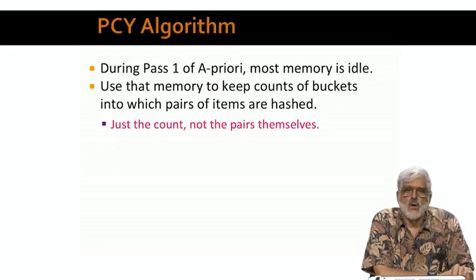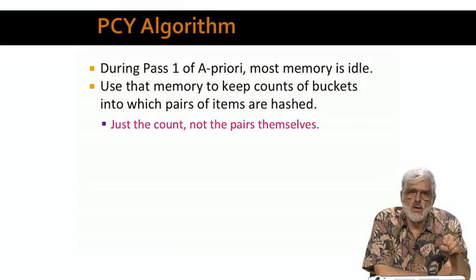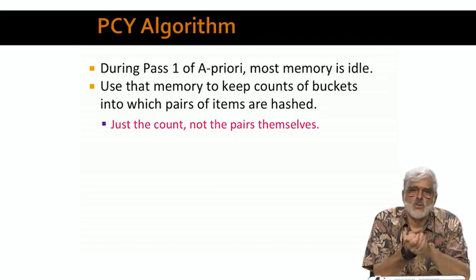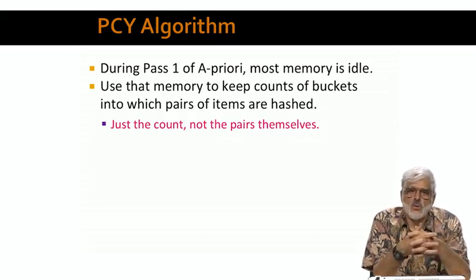Okay. What Park, Chen, and Yu suggested was that we could hash all pairs into a large number of buckets. However, these buckets do not hold the pairs themselves, just the count of how many baskets contain pairs that hash to that bucket. Thus, the space needed for a bucket is small. 4 bytes is surely sufficient, and we might get away with 2 bytes if the support threshold is less than 2 to the 16th. Notice that it is not possible to store in main memory all the pairs themselves. We're trying to avoid having to use some space for every possible pair in main memory.